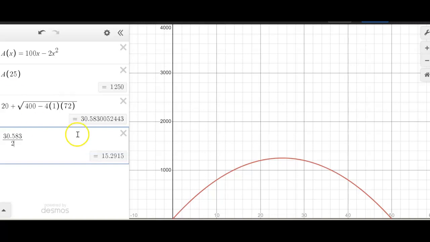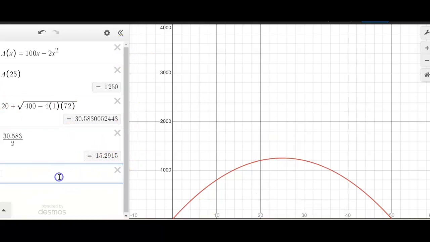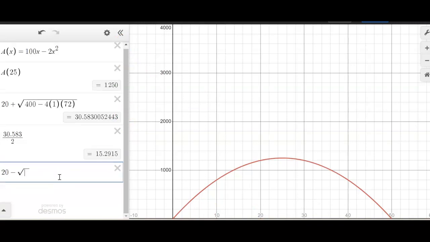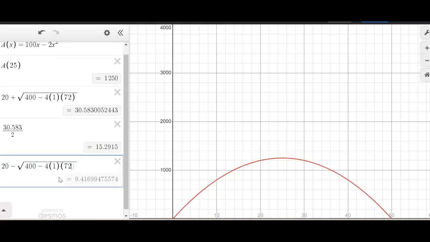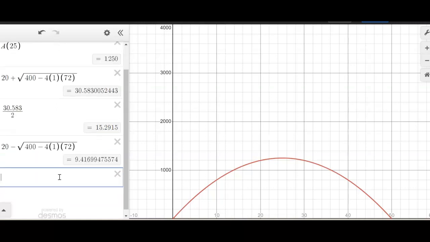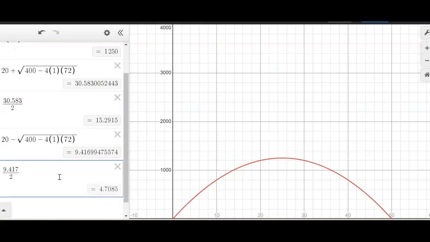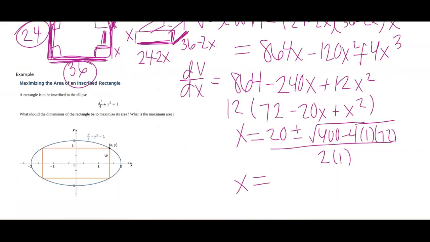And we get about 15.29 as our answer. And then let's see what's 20 minus. Okay, so let's go ahead and just round to one decimal place. So we'll say 15.3 and then 4.7.